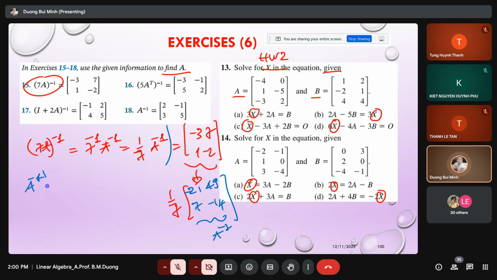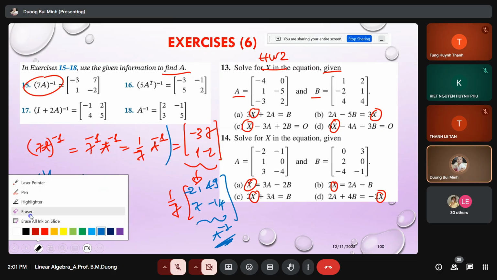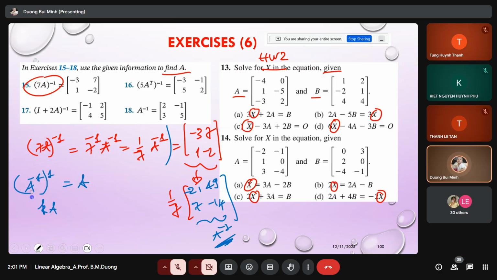So when we take the inverse of A and inverse, you can get A. So now we know here is inverse of A. Do you understand? Because if we apply the formulas, we have K times A totally inverse, the inverse of K and inverse of A. Inverse of K is 1 over K times inverse of A.